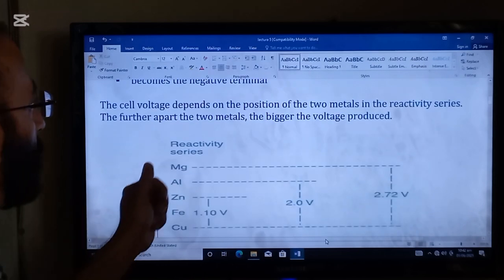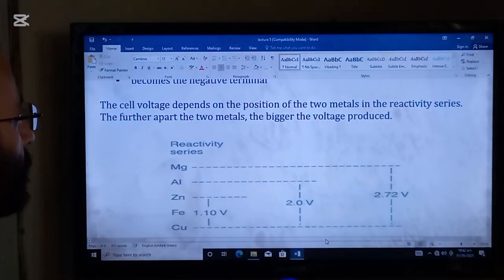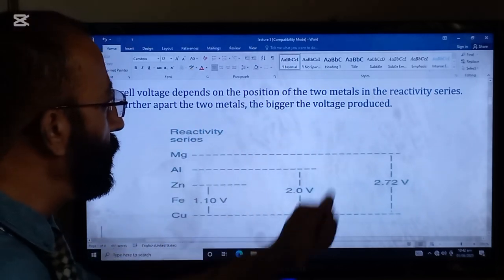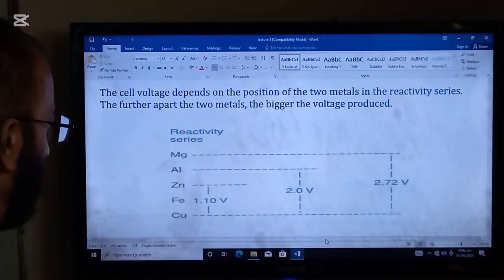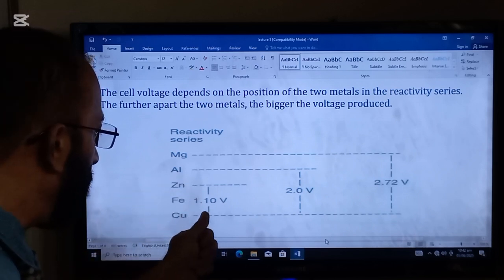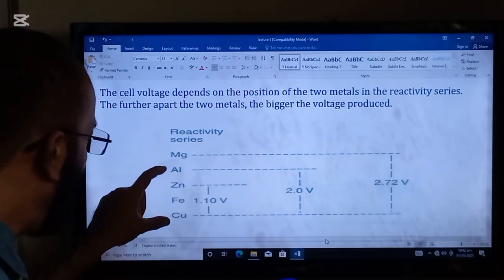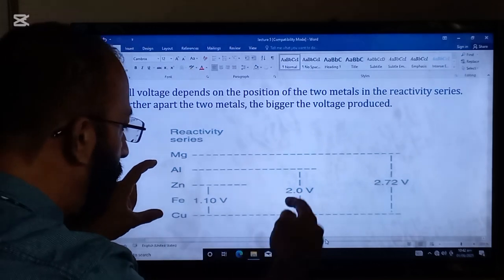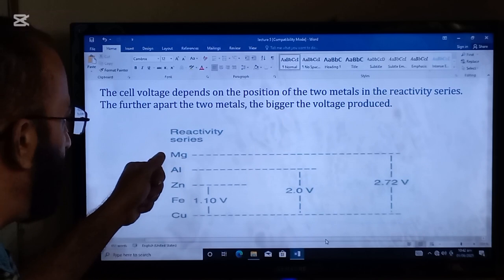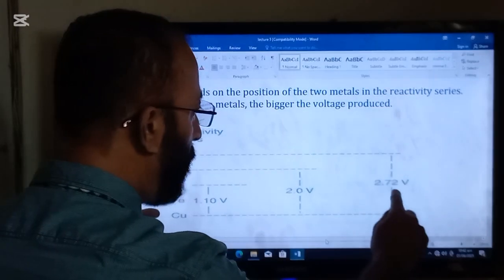The cell voltage depends on the position of the two metals in the reactivity series. The further apart the two metals, the bigger the voltage produced. For example, if we use copper and zinc metals, the voltage produced will be 1.10 volt. But if we use copper and aluminium metals, because they are further apart, voltage will be more, that is 2 volt. And if we use copper and magnesium metals, they are even further apart. Voltage produced will be 2.72 volt.